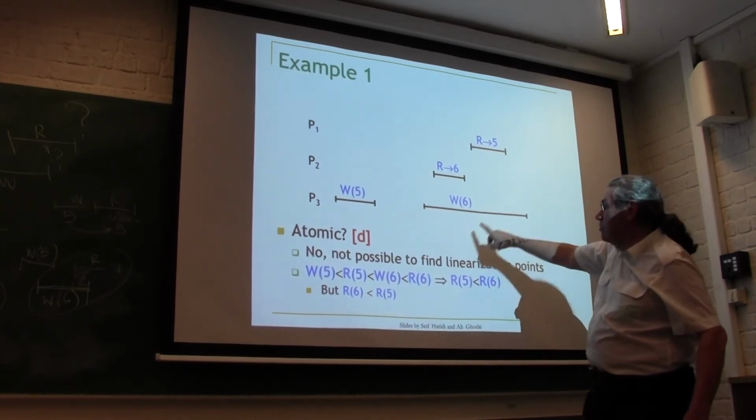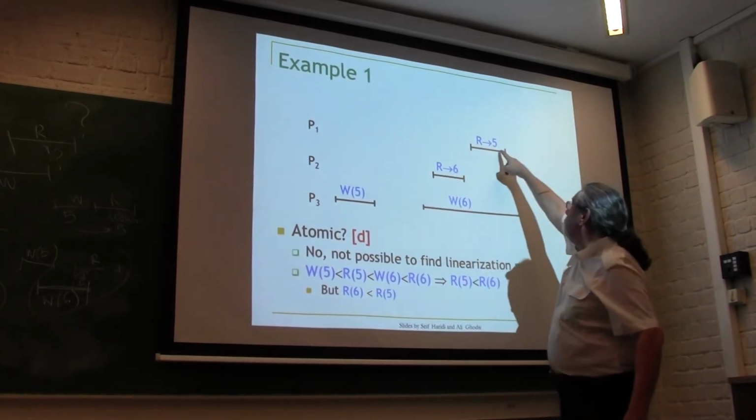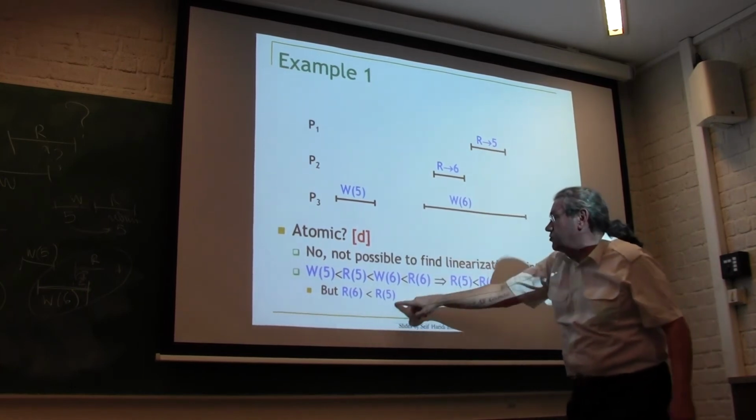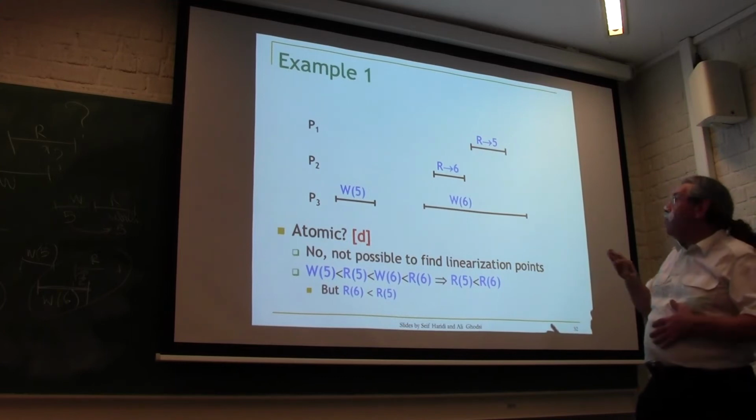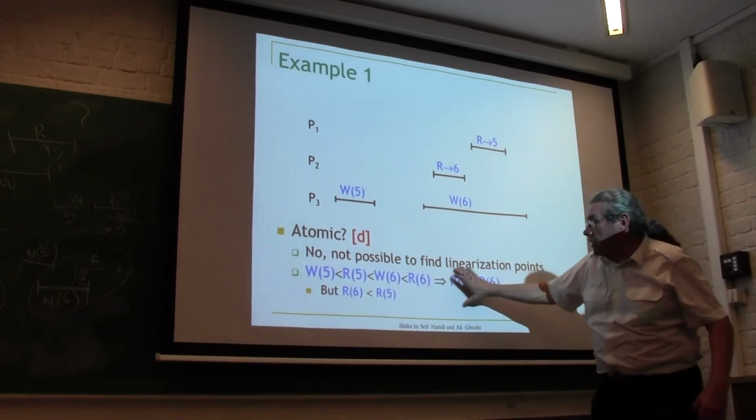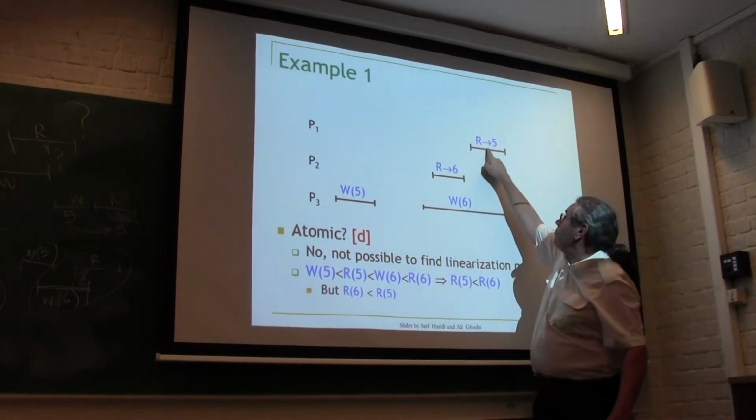But that's not true. The read time for 6 is before the read time for 5, so that's a contradiction. We cannot find linearization points. So that's just one way of showing formally that there's a problem here.